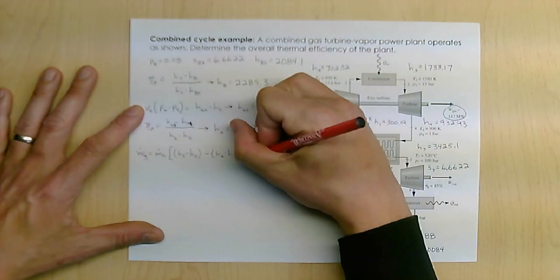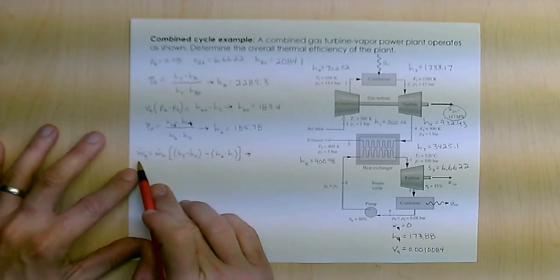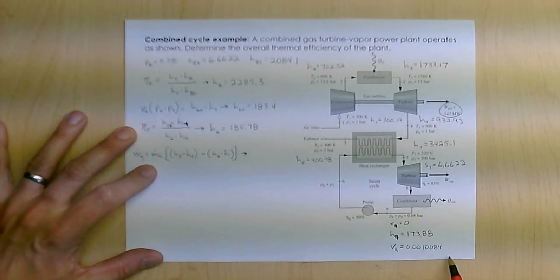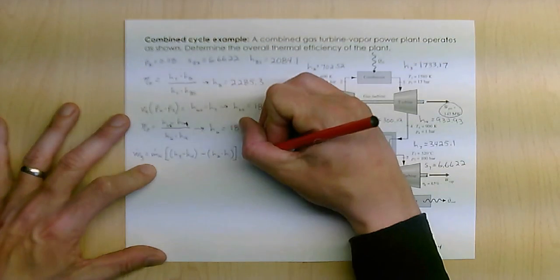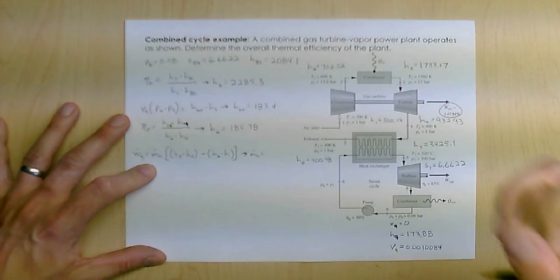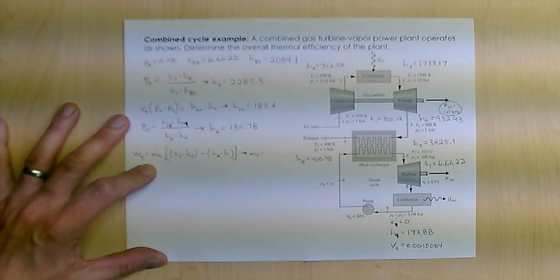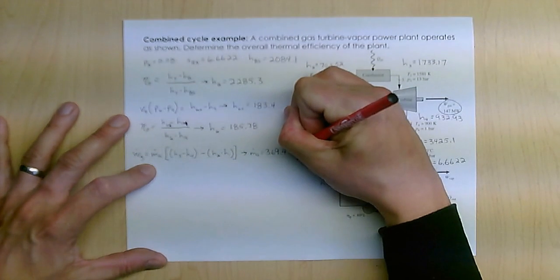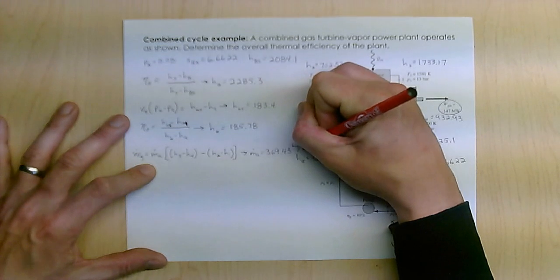And again, what I know here is this is 147 megawatts. And I know all my H values, so I can calculate the mass flow rate of the air. That mass flow rate of the air is 369.43, and that's going to be kilograms per second.